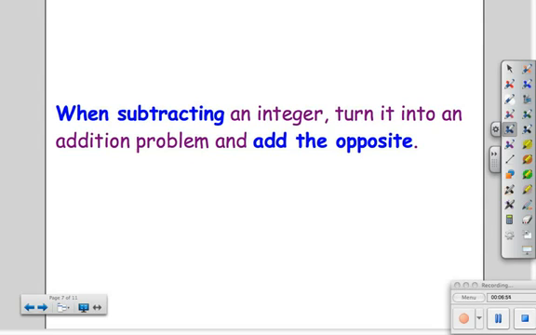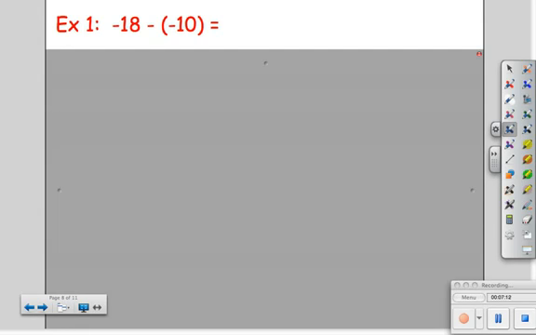Subtracting integers is going to be almost identical to adding them. All we're going to do is turn them into addition problems by adding the opposite. When subtracting an integer, turn it into an addition problem by adding the opposite. So for our first example here, 18 minus -10.